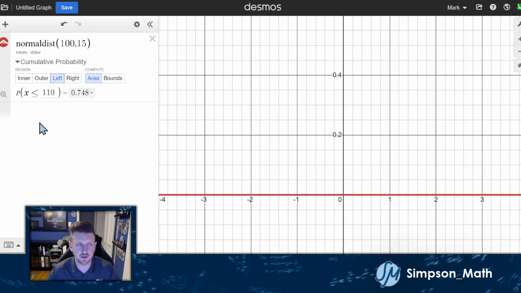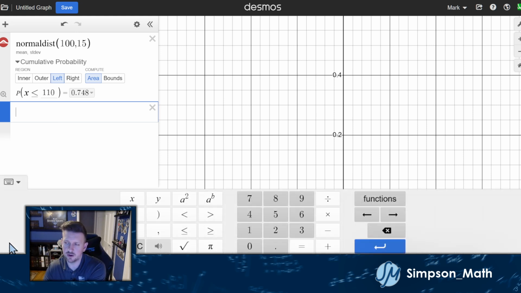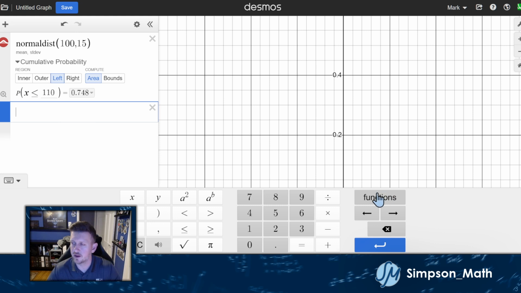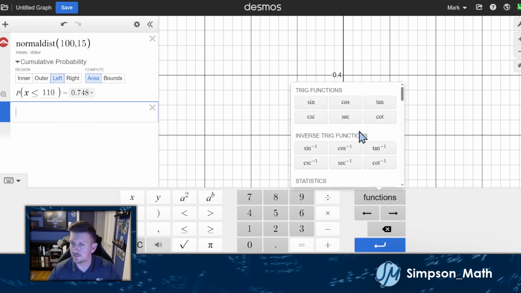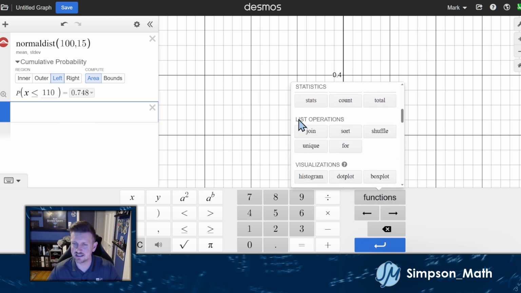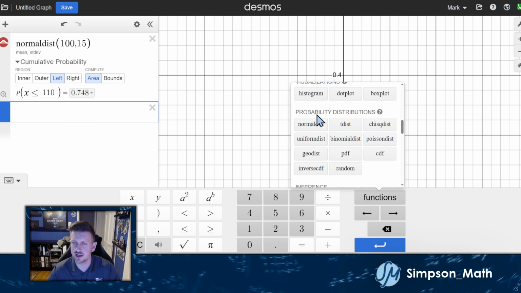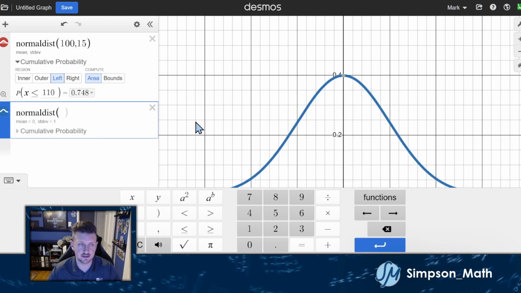I did say that there were 2 ways that you could get this, so let me show you how we could get that again. You can open up to the side of my face right here. We have the on-screen keyboard. You can click on that to open up the on-screen keyboard. Then we want to do functions. Scroll a bit, past stats, past list operations and visualizations, and we want to do the probability distributions. Just pick normal dist. Make sure your cursor is in an empty line.